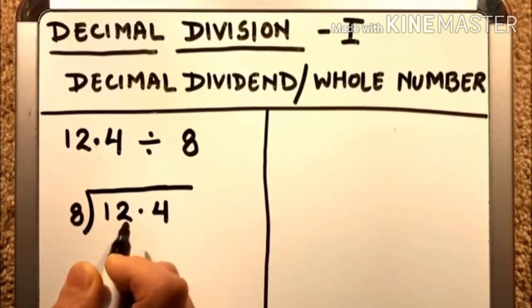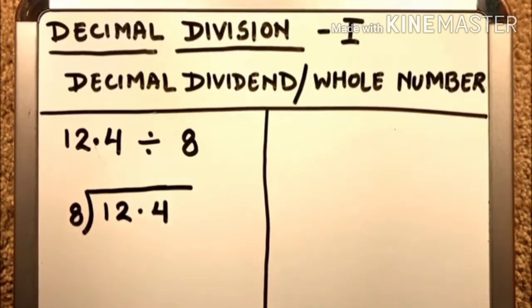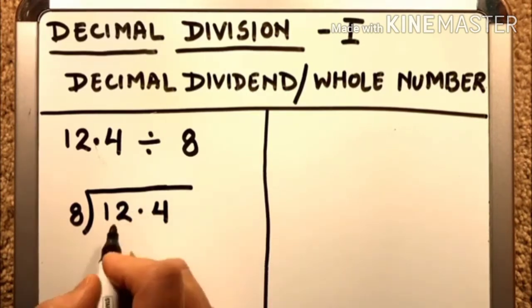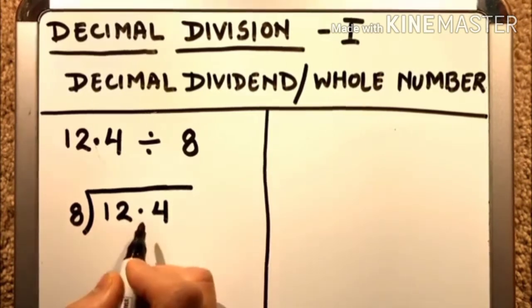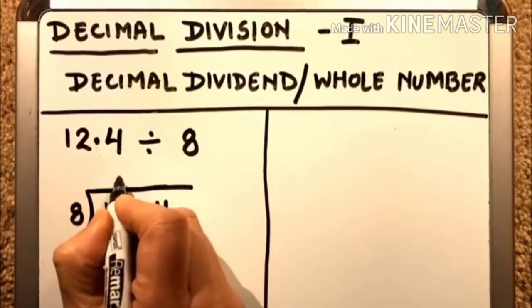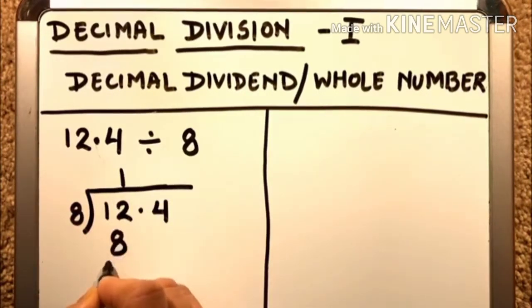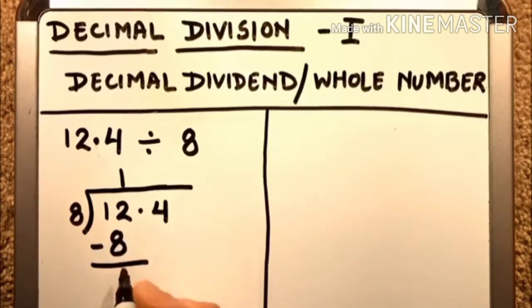First we check the highest decimal place. Here 1 is the highest place value. 1 is not divisible by 8 because it is too small, so we'll take two numbers together. We'll divide 12 by 8. We'll count the table of 8: 8 times 1 is 8. So we get the remainder 4.